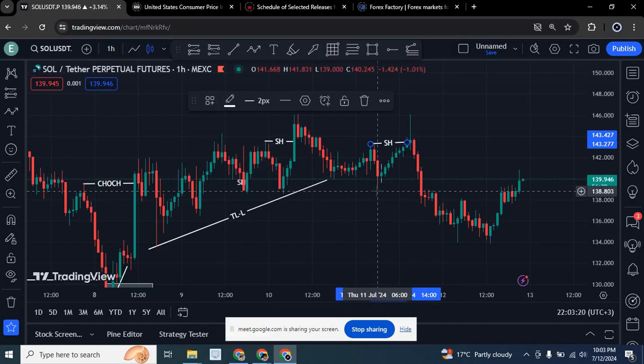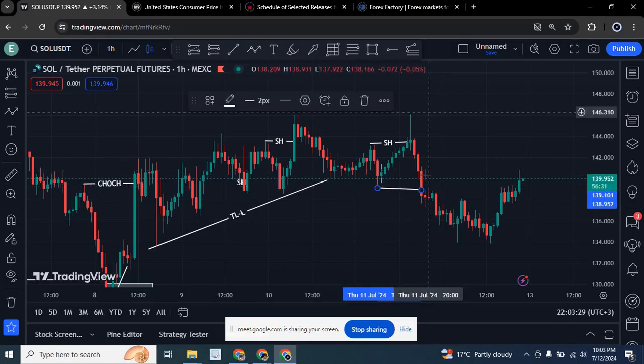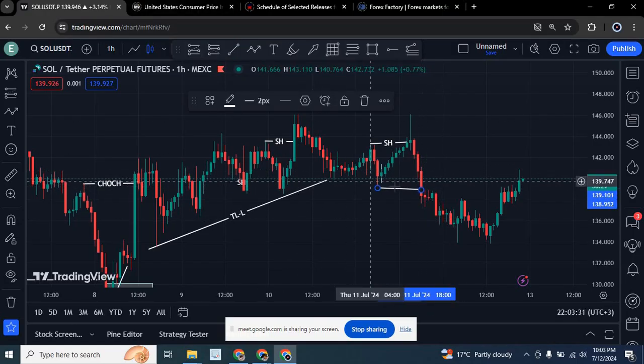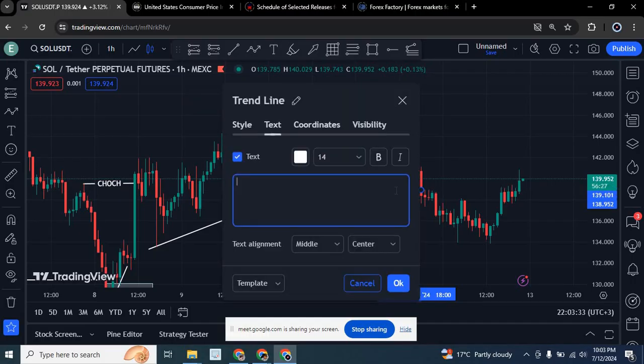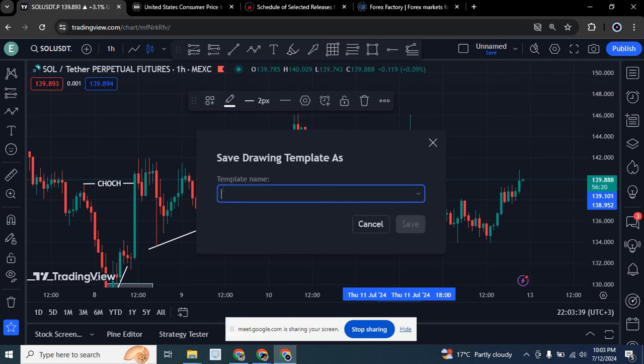Then just below it, we are having what we call a change of character. From an uptrend to a downtrend, we are having a change of character. Like this, a change of character. Ian, do you have a question?